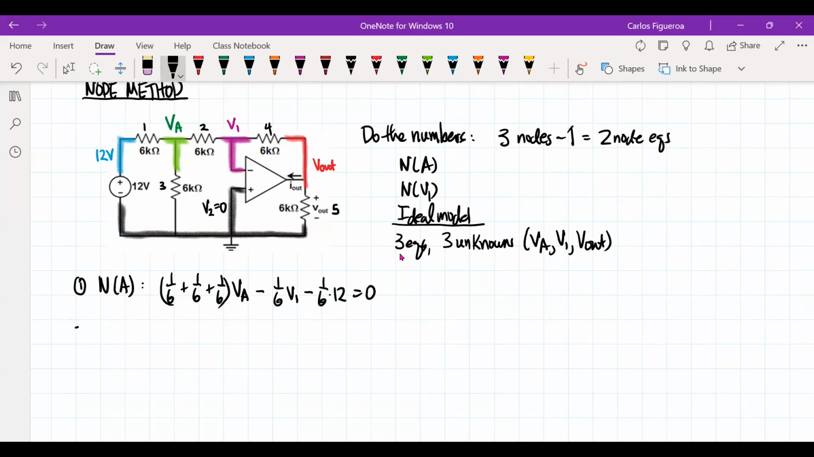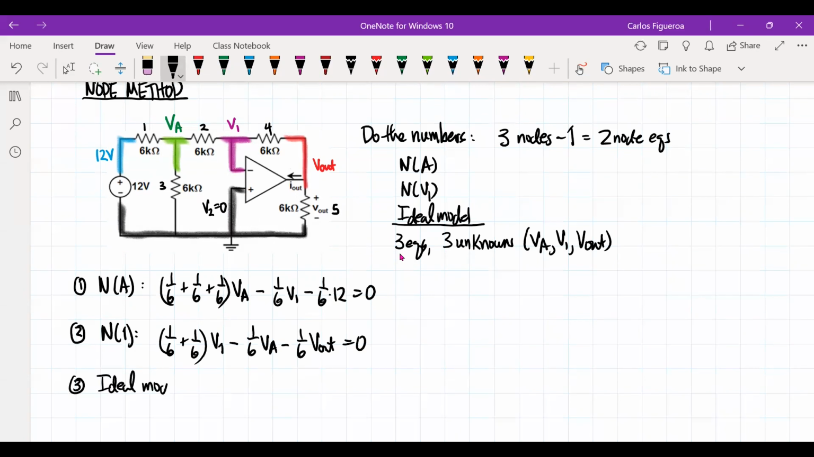Then I have my second equation, which is node 1, and you can see that I have 2 resistors. So I'm going to get 1/6, 1/6 V1 minus 1/6 VA, 1/6 V out, and that's going to be equal to 0. Then my third equation, which is my ideal model, tells me that I have V1 minus V2 equals 0.